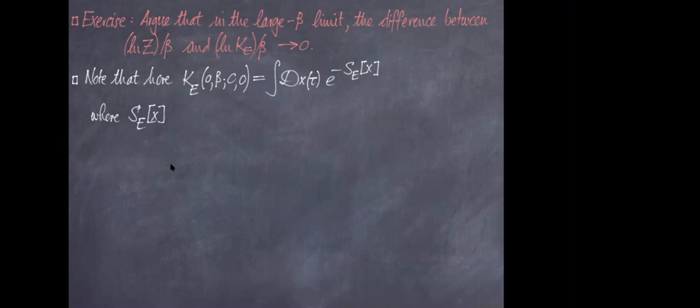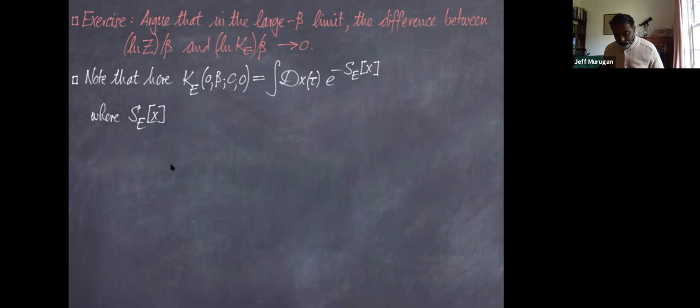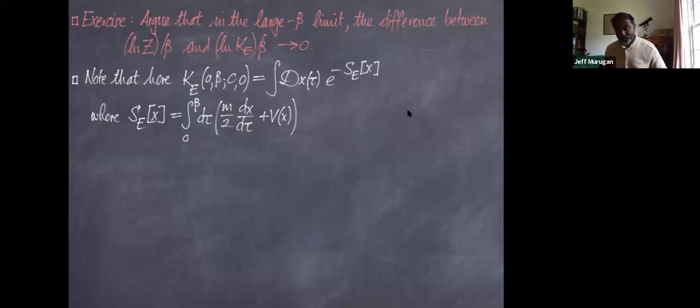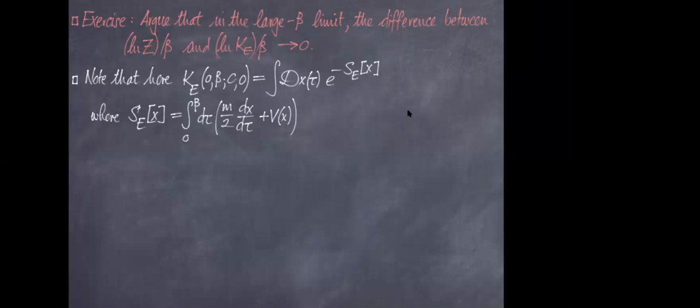Sorry, Prof. Did you write something for where S_E of x? Is there supposed to be an equals after there? On the K_E of 0, beta, that expression where the S_E of x, did you write anything? Oh, okay, sorry. Something just displayed on the screen which wasn't showing me before. Oh, I see. Okay. Last integral. Good. You can see that now, right? Yes, thank you.